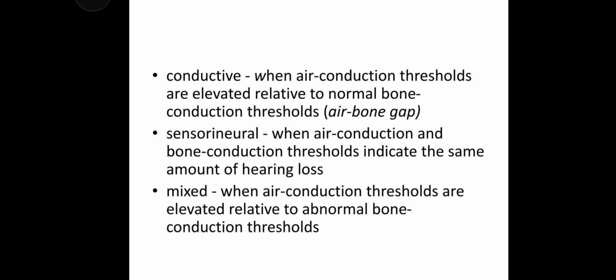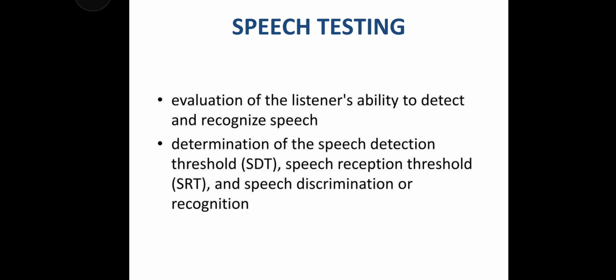Conductive, when air conduction thresholds are elevated relative to normal bone conduction thresholds. Sensorineural, when air conduction and bone conduction thresholds indicate the same amount of hearing loss. Mixed, when air conduction thresholds are elevated relative to abnormal bone conduction thresholds.